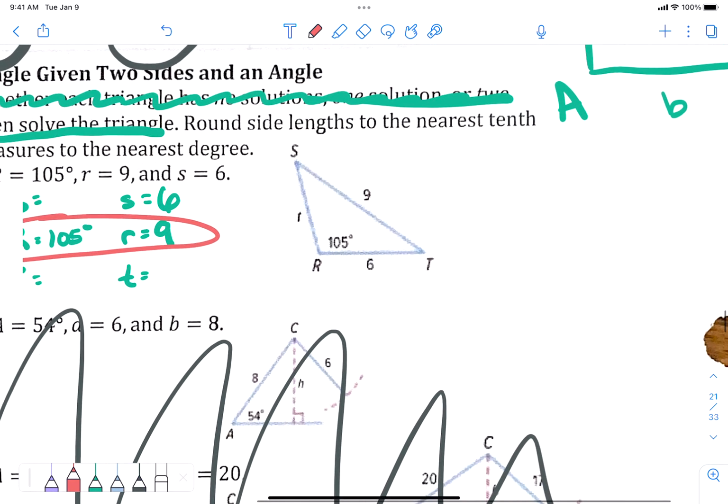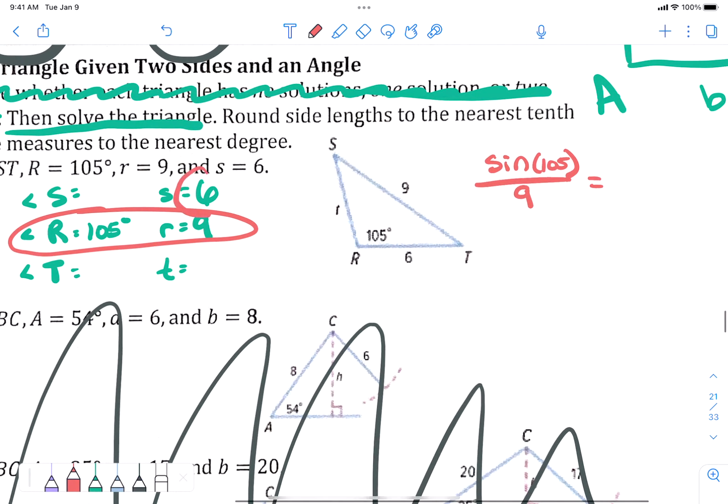So when we're setting up our proportion, we're doing the law of sines. We do sine of something over something, and we do the sine of the angle. So we're going to do sine of 105 over, what do we put it over? 9 equals. Now the only other piece of information that I have is 6. When I set it equal to, where does the 6 go? On the bottom, right? That's my side. So here I have sine of X, or question mark. That's what we don't know.